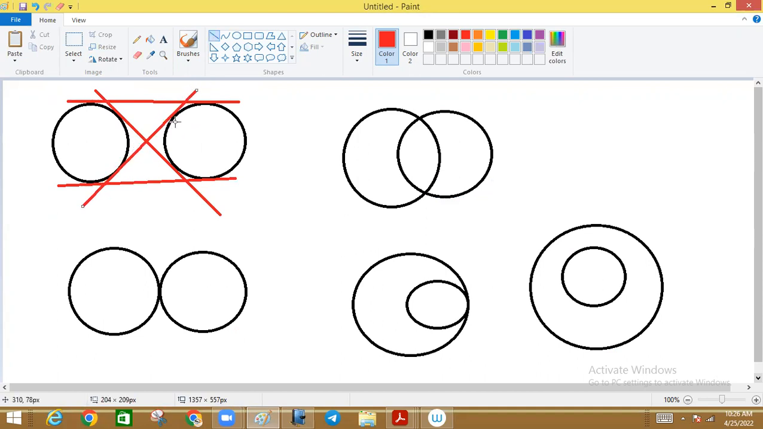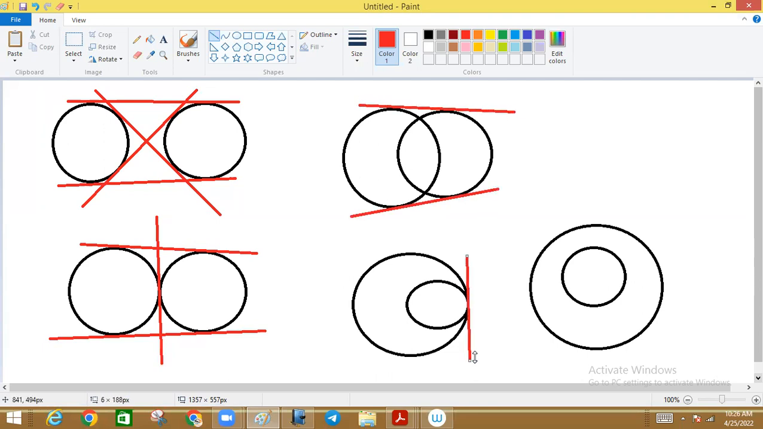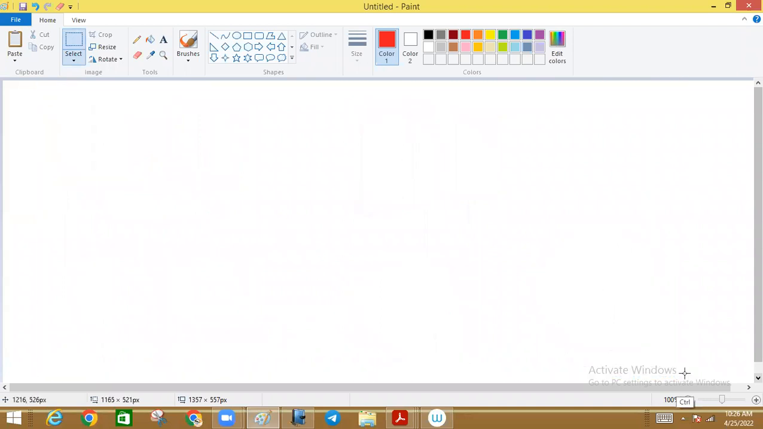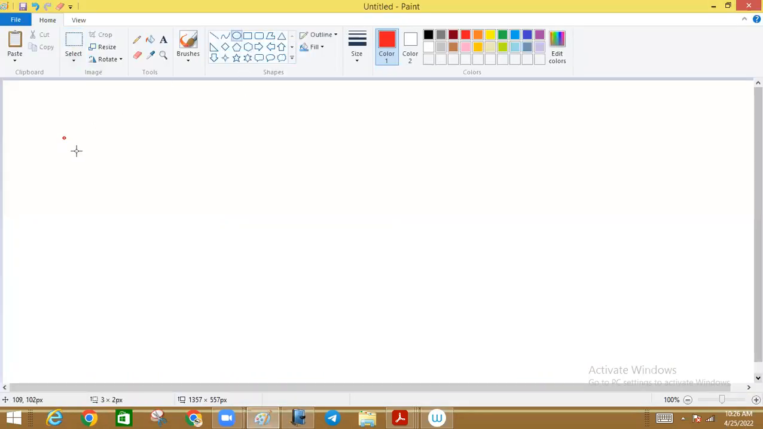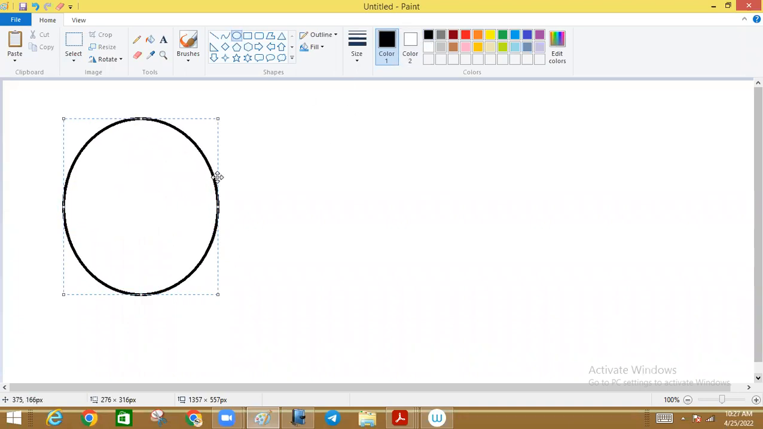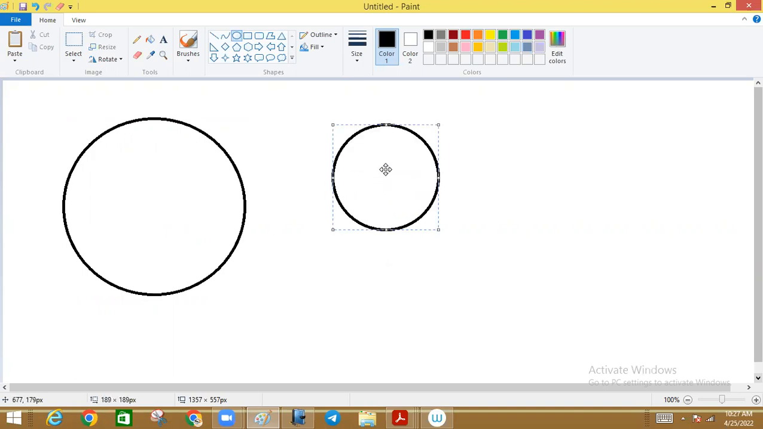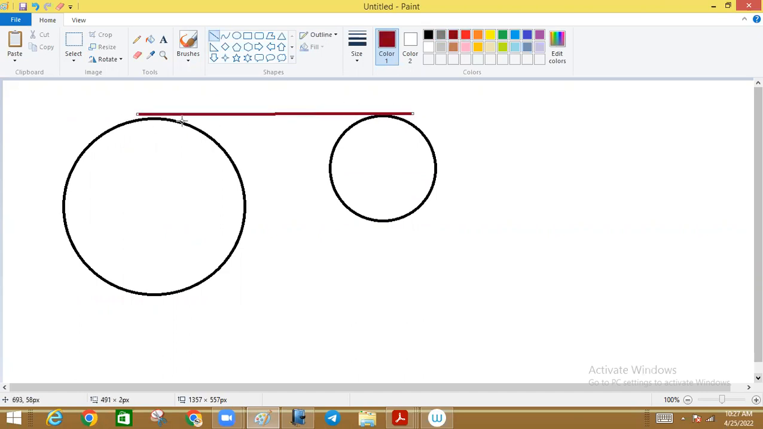The horizontal lines are direct common tangents. These crossed lines are transverse common tangents. When they're touching externally, you can draw 3 common tangents. When they are intersecting, you can draw 2 common tangents. When they are touching internally, there is only 1 common tangent you can draw. When one circle is completely inside the other, can you draw any common tangents? No, you cannot draw any common tangents. Right? If one circle is completely external to each other, what do I call? It's called a direct common tangent.